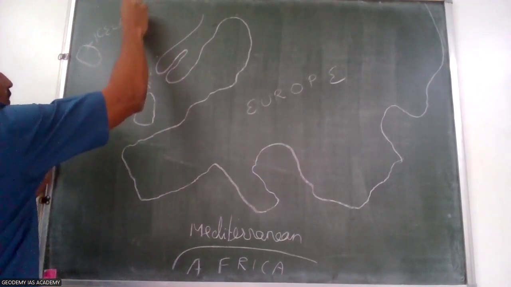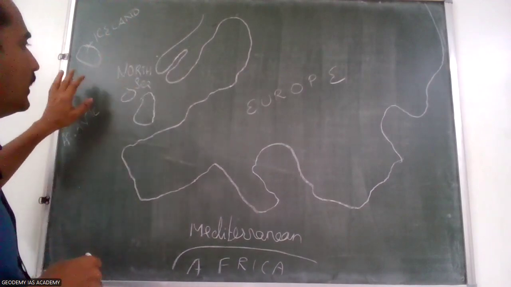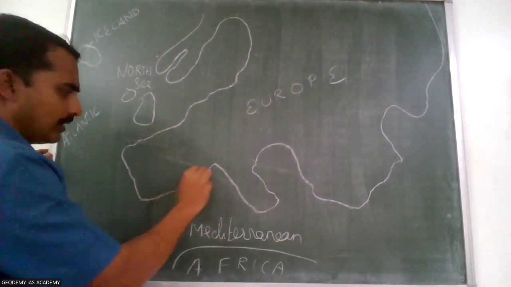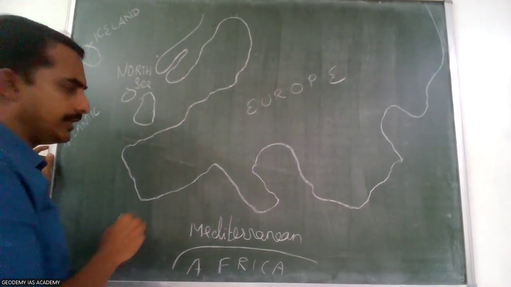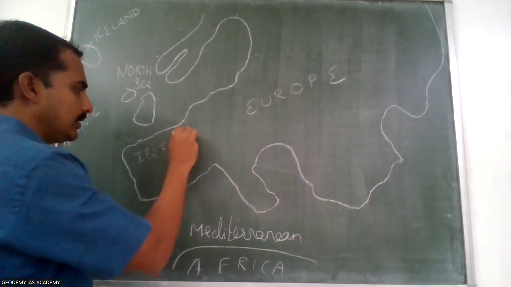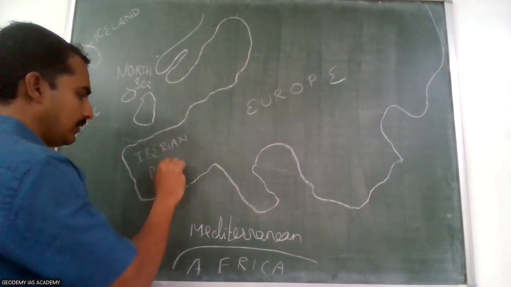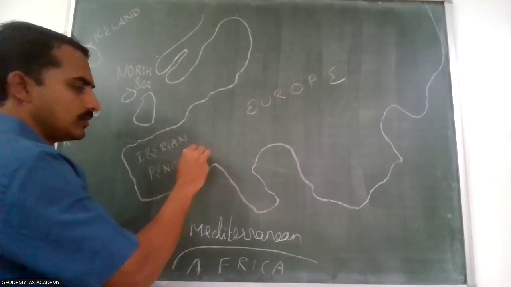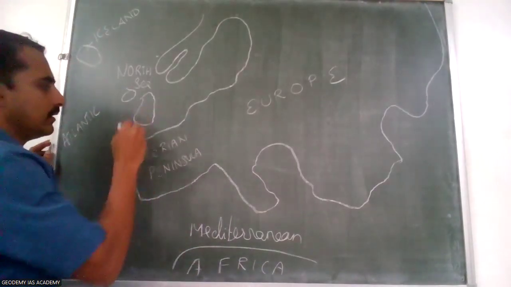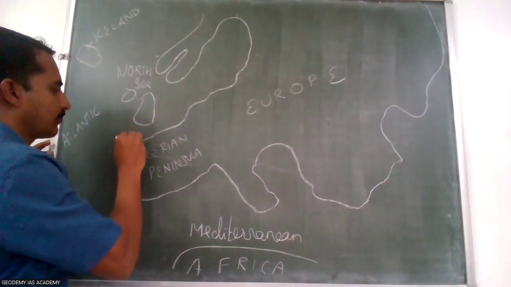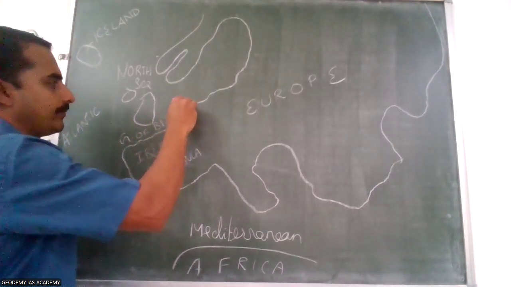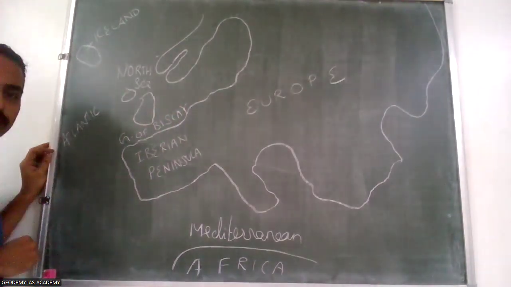Iceland region, and then here this peninsula is called the Iberian Peninsula, Iberia. The Iberian Peninsula is comprised of Portugal and Spain. Here is the Gulf of Biscay. So this region is the Gulf of Biscay.